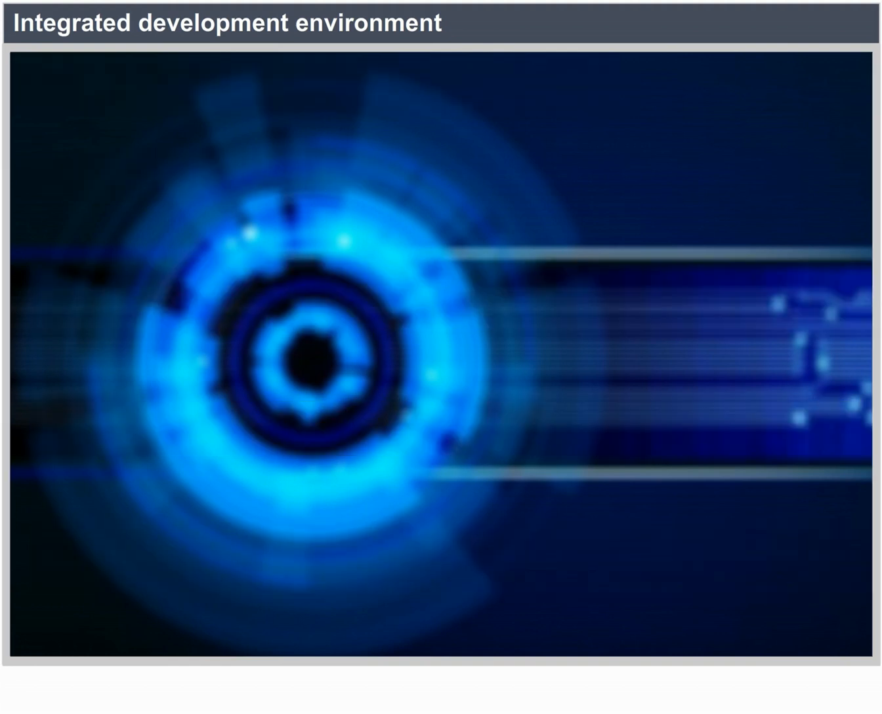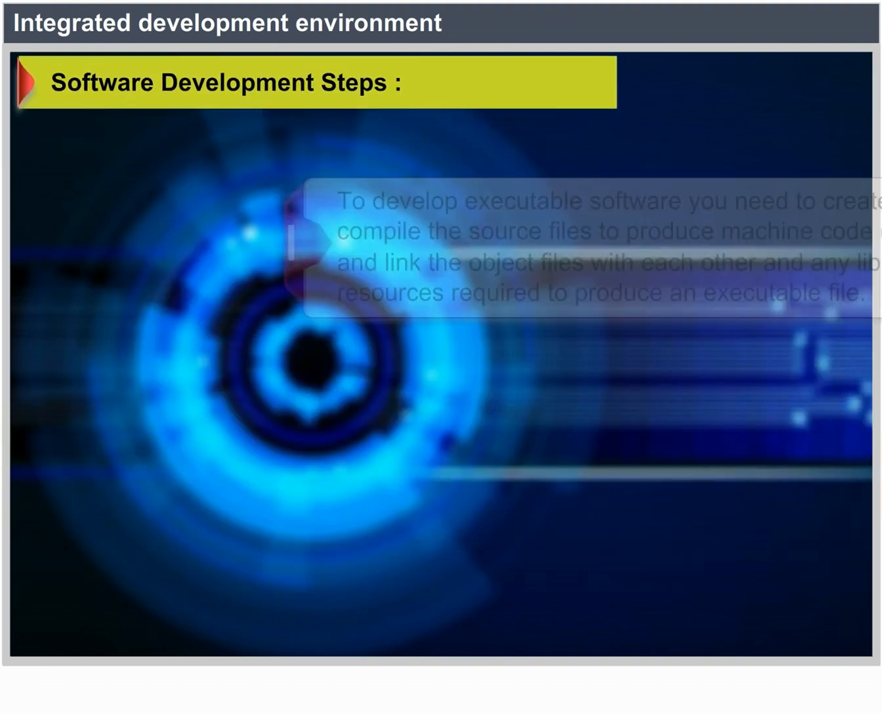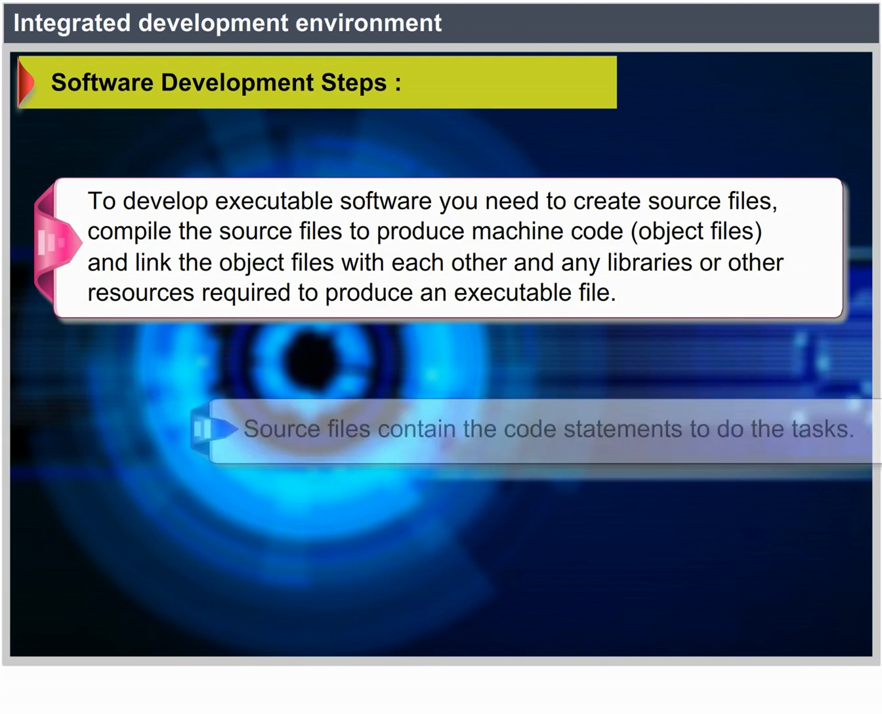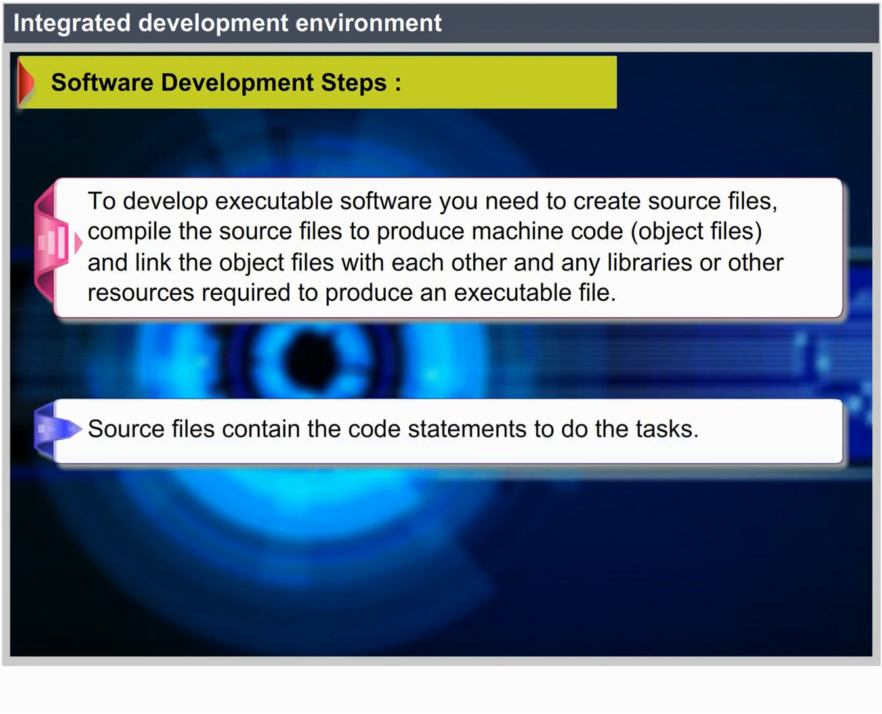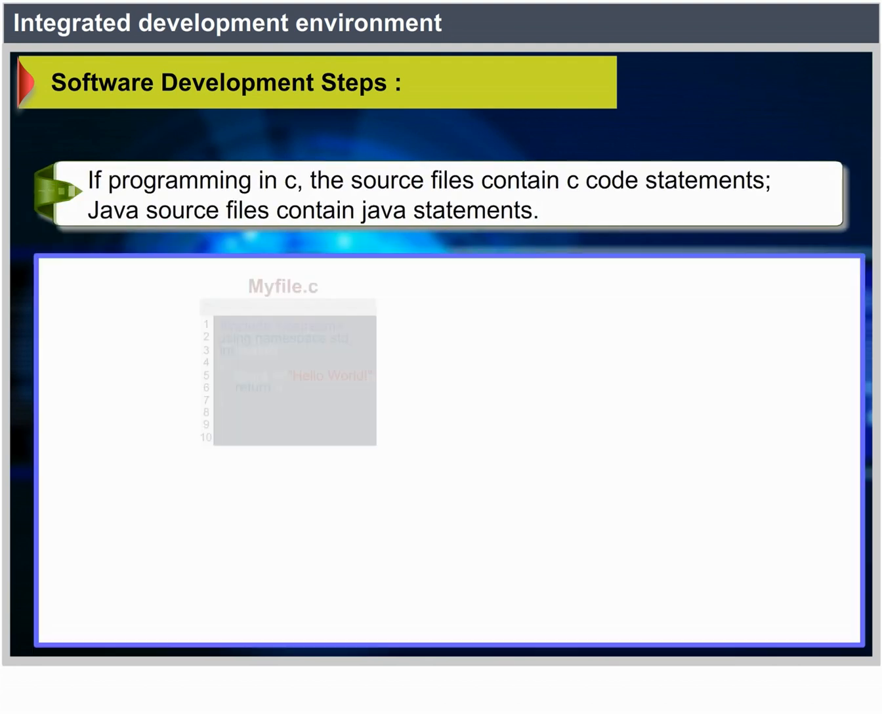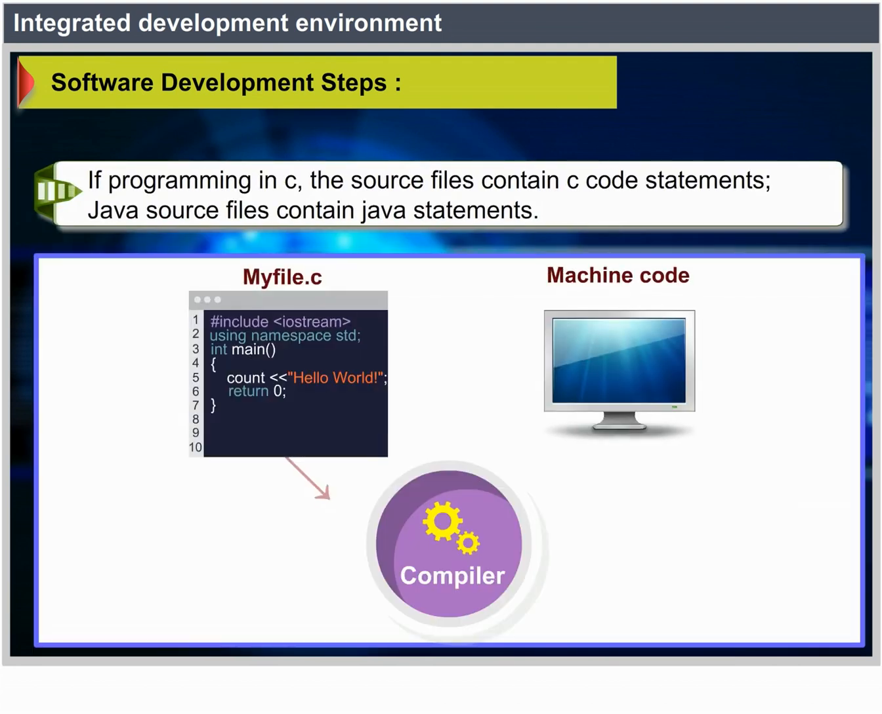Software development steps. To develop an executable software, you need to create source files, compile the source files to produce machine code object files, and link the object files with each other and any libraries or other resources required to produce an executable file. Source files contain the code statements to do the tasks. They contain program statements specific to the language you are using. If programming in C, the source file contains C code statements. Java source files contain Java statements.